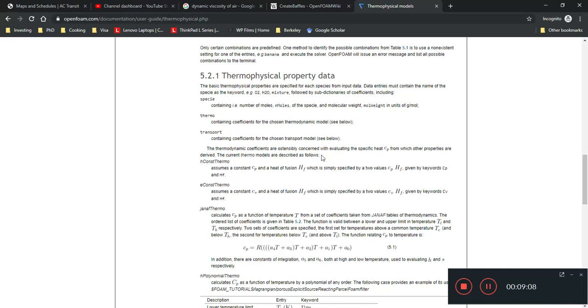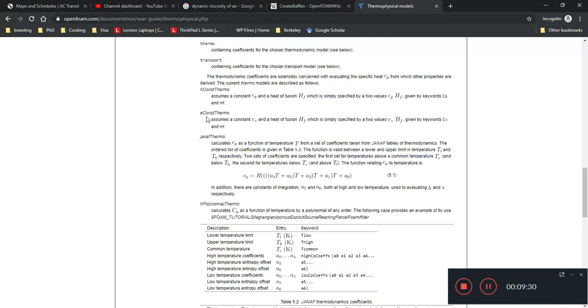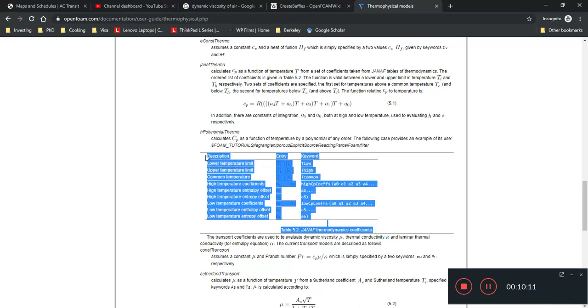The current thermal models are described as follows. hConstThermo assumes a constant Cp, the constant pressure specific heat capacity. HF is heat of fusion, and it is simply specified by two values, Cp and Hf, given by keywords Cp and Hf. There's also eConstThermo, which assumes a constant constant volume heat capacity and heat of fusion. Then there's janaf, which gets Cp as a function of temperature, the so-called more real representation of what the heat capacity is like. It gets it from some table of thermodynamics, and the ordered list of coefficients is given in table 5.2. So this is how we define it.